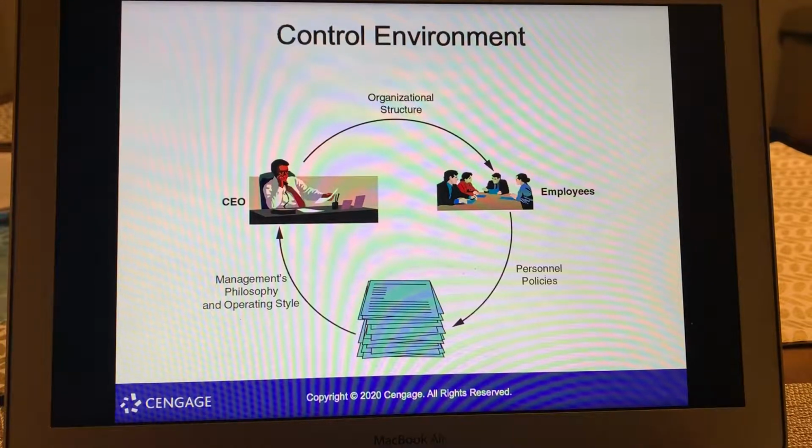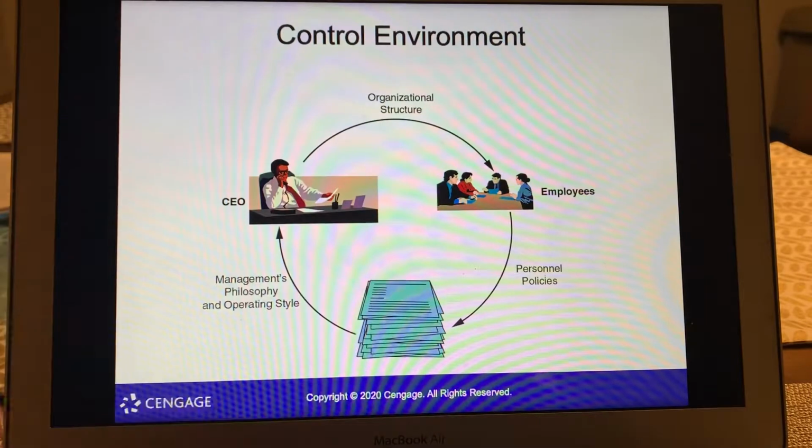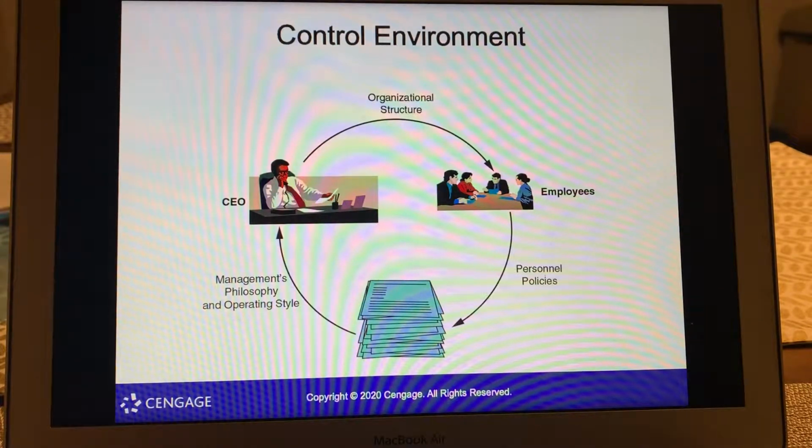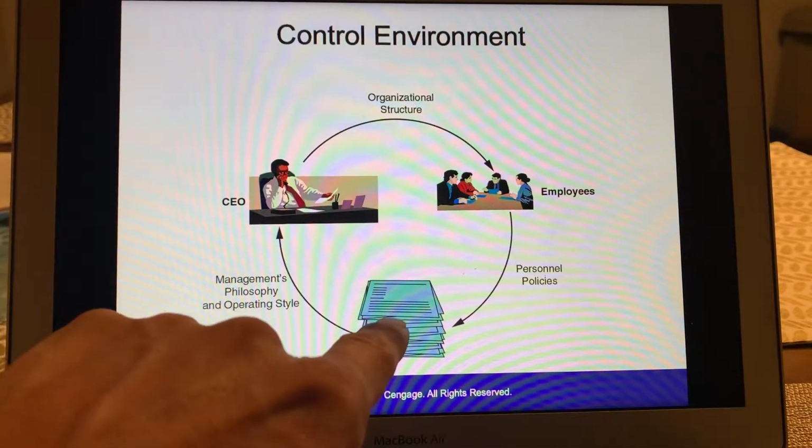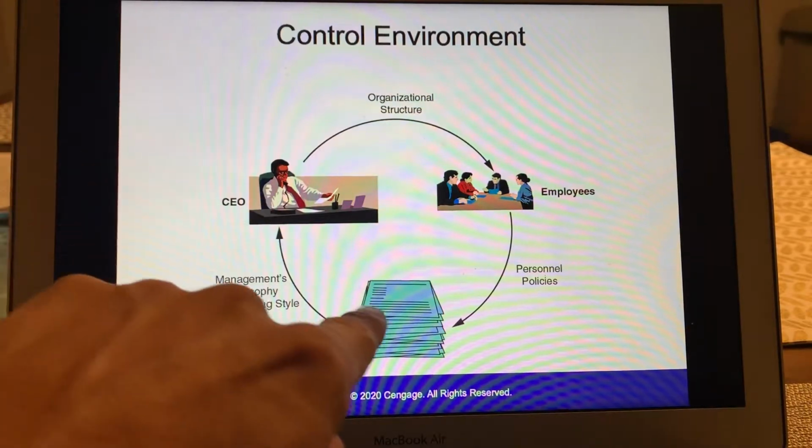Control environment, organizational structure: that looks at the CEO and employees. The personnel policies look at how the employees are guided by the personnel policies, which are the papers down here. These are the policies. Management philosophy and operating style. So this is kind of what happens here.